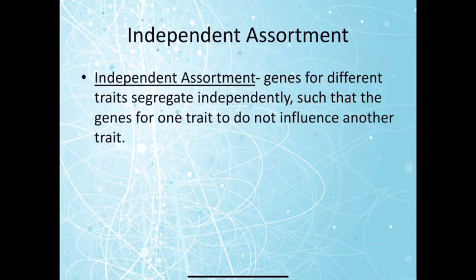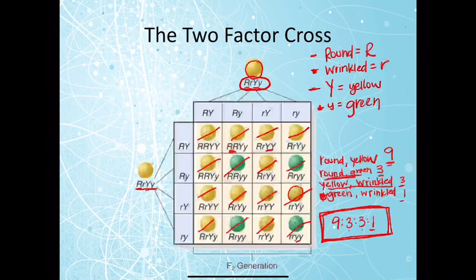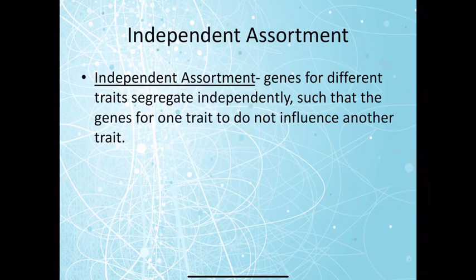So, independent assortment: those genes, like we talked about yesterday, are going to separate independently. They are not inherited together. If somebody inherits the round, it doesn't mean that they're going to inherit the yellow. If they inherit the green, it doesn't mean that they're going to inherit the wrinkled. Those traits separate independently of one another. And so that's what independent assortment means. Genes for one trait do not influence another trait.